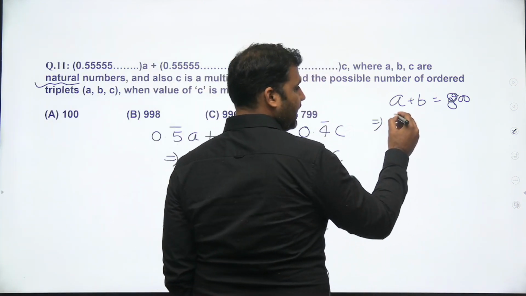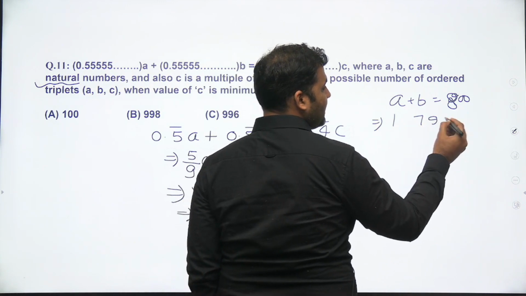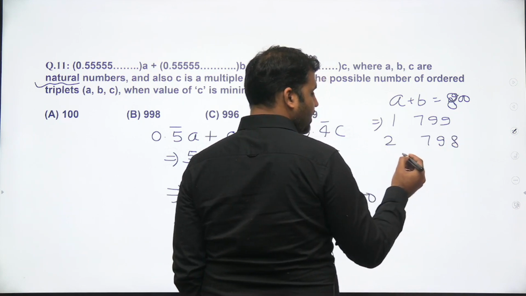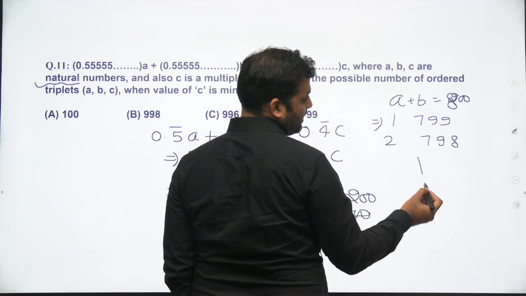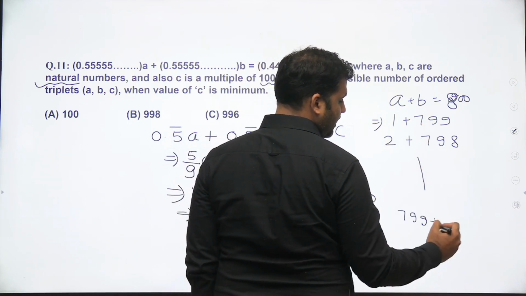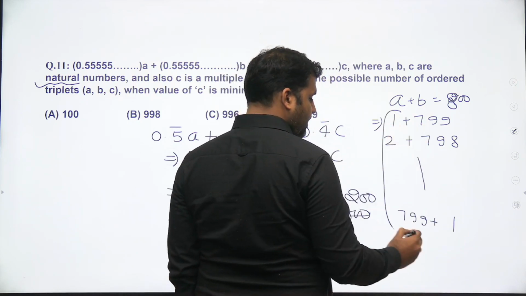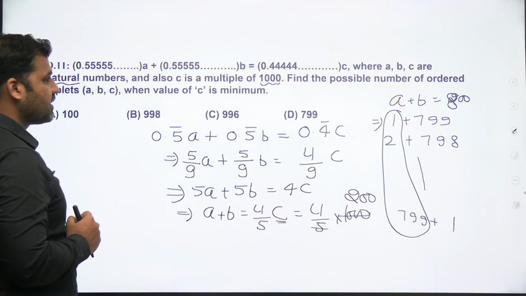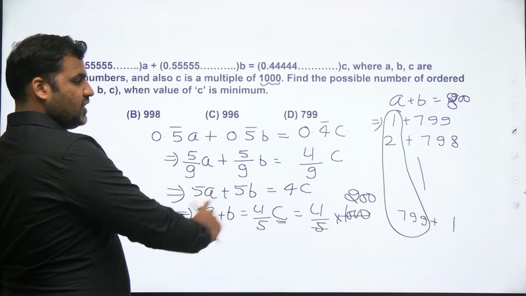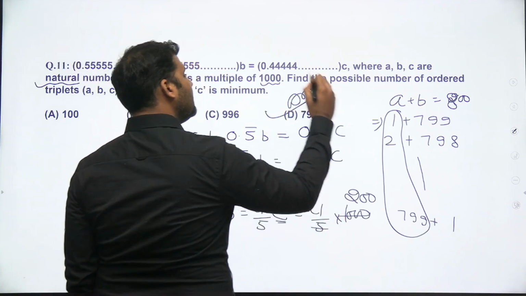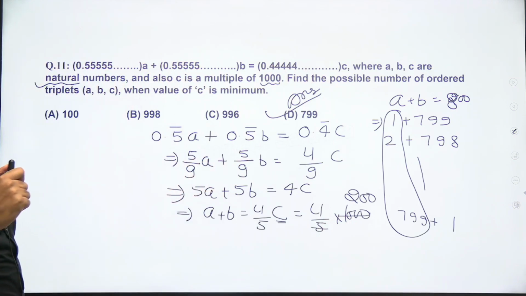So guys, if I take A as 1, B would be 799. A as 2, B would be 798 and so on. Because हमें ordered की बात हो रही है, तो this will go on till 799 plus 1. So how many numbers, how many ordered triplets are possible? 799 ordered triplets are possible, right? C is fixed. C का तो value हमें 1000 ही रखना है, so answer will be D option, guys. D would be the correct answer to the question.